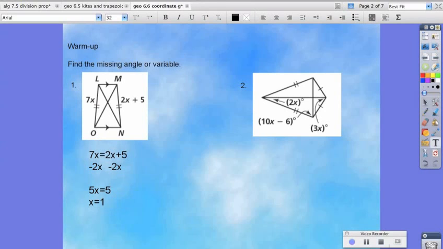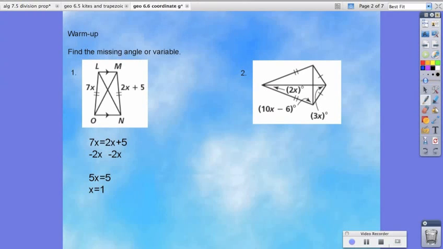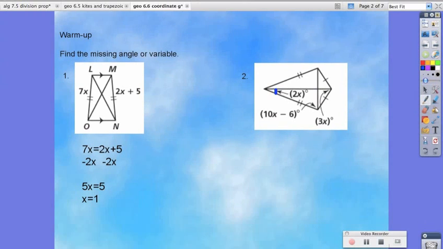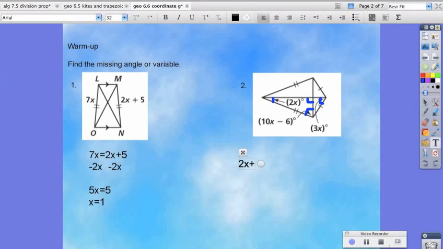For number 2, you know that this angle here is 2x. This one right here is 3x. You know that this is 90 degrees. And obviously this is 10x minus 6. Now because you have a right triangle on the bottom left, we know that 2x plus 10x minus 6 plus 90 equals 180. And we subtract 90 from both sides, we get 2x plus 10x minus 6 equals 90.